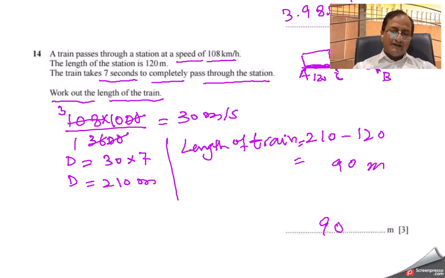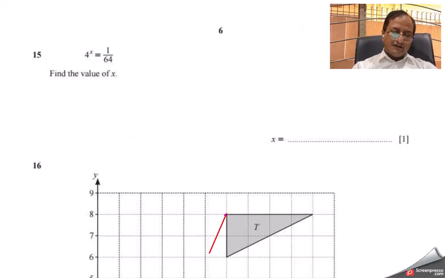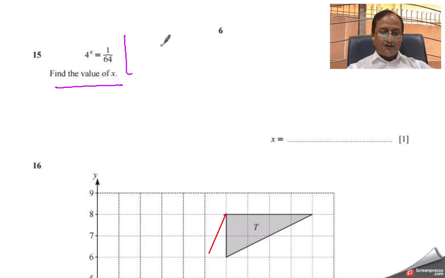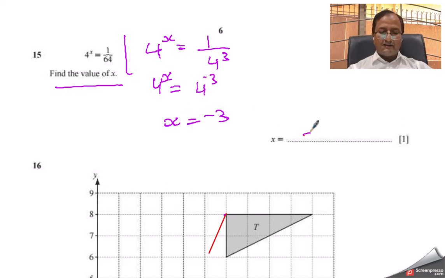After that we have the next question. Now we have 4 to the power x equals 1 by 64. We're supposed to find the value of x. This is basically a topic from indices questions. Now 1 by 64 we can write as 4 to the power negative 3. So 4 to the power x equals 4 to the power negative 3. When the bases are the same, the powers are equal. So x equals negative 3.